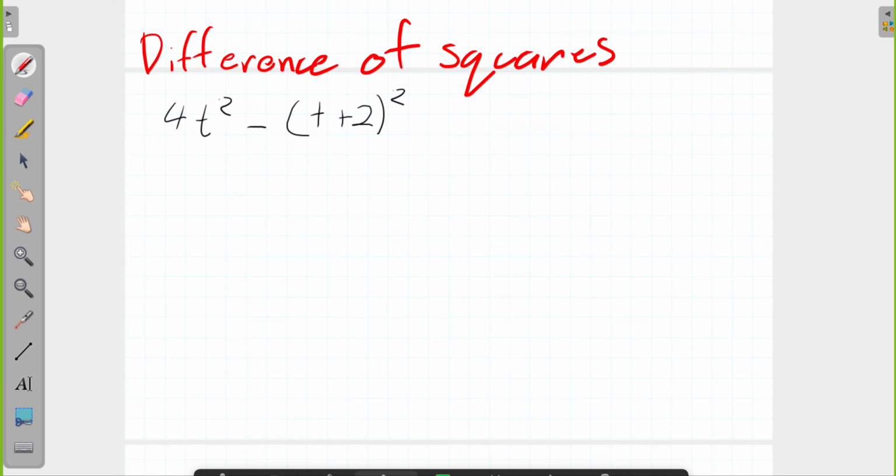Okay, we're going to look at a difference of squares. A difference of squares is a pretty unique situation. It's not even a trinomial, it's technically a binomial, and we can do a specialized type of factoring in it.